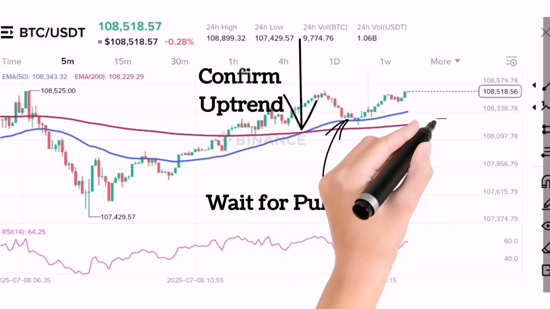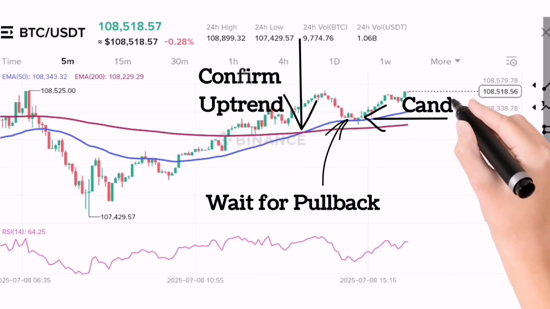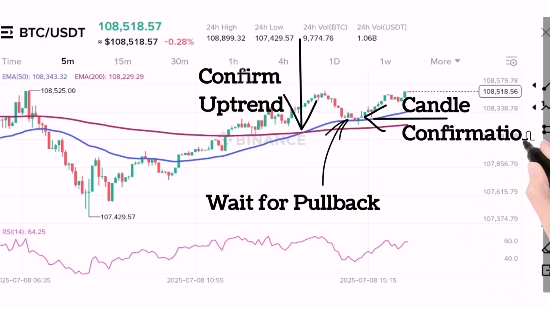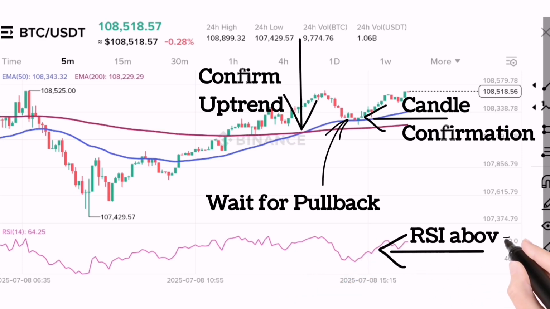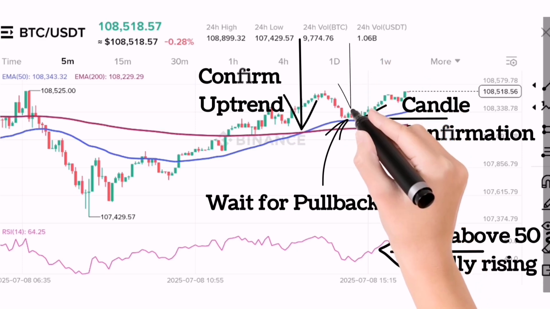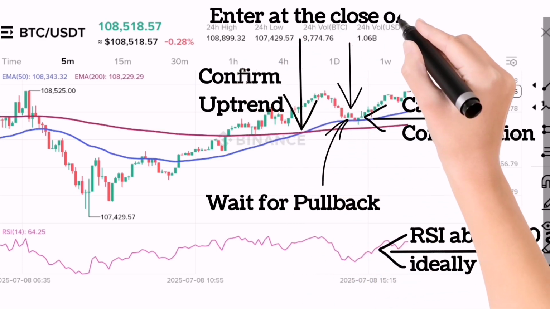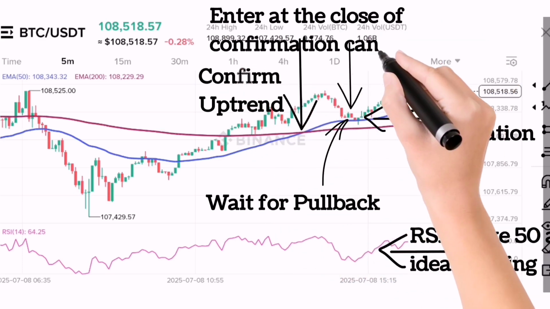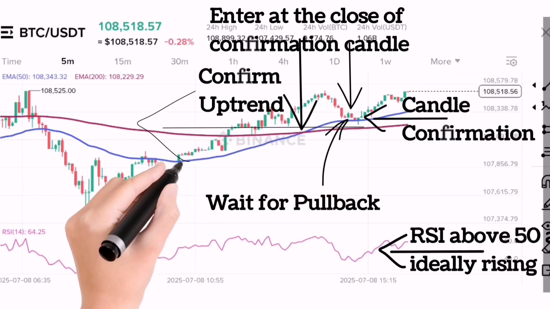Step 3. Candle confirmation. Look for a bullish candlestick pattern. Ideal patterns: bullish engulfing, hammer, or a strong green candle. Step 4. RSI filter. RSI should be above 50 and ideally rising. Step 5. Entry point. Enter at the close of the confirmation candle. Step 6. Stop loss, SL, below the low of the entry candle or below recent swing low.